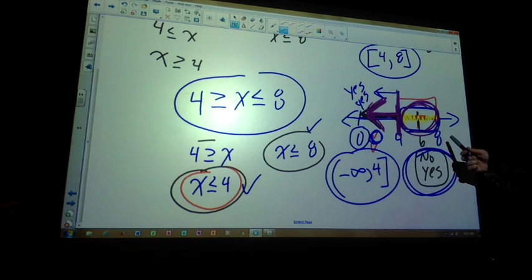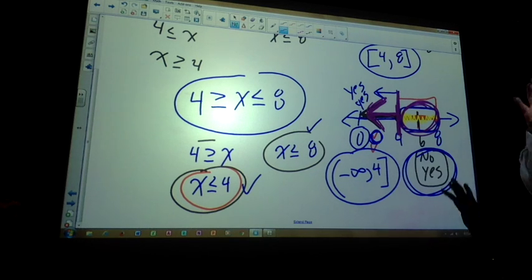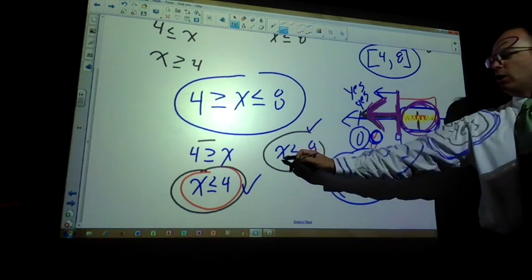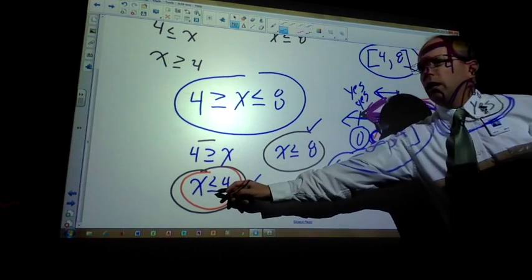The 8 doesn't work on both. And means both. So my friend and I went to the store, so both of you went to the store. 4 and 8 went to the store together. Right. If I plug 8 in, look what happens when I plug 8 in. It works here. It does not work here.